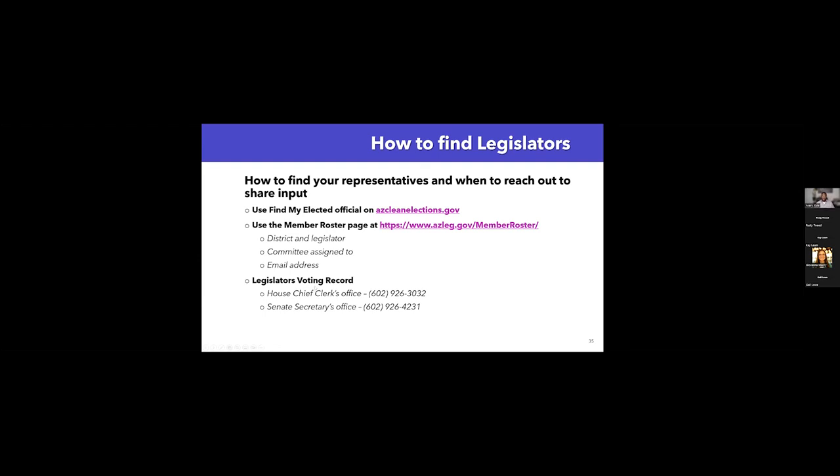You could also call and find out about the legislator's voting record. So if you're curious about a legislator's voting record, you can call the House Chief Clerk's office, or you can contact the Senate Secretary's office. I have these numbers listed here below. You can also call the office just in case you have any questions about the legislature or anything like that. They're an excellent resource to use.